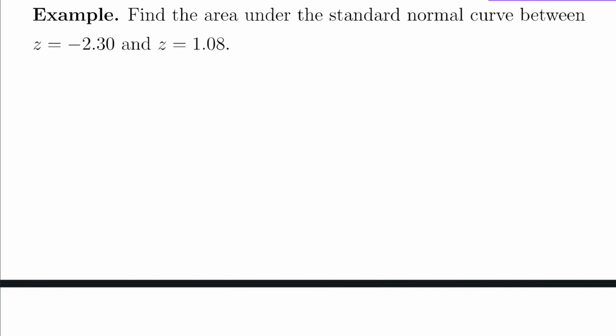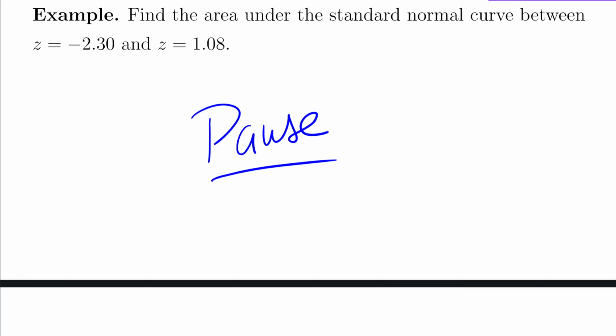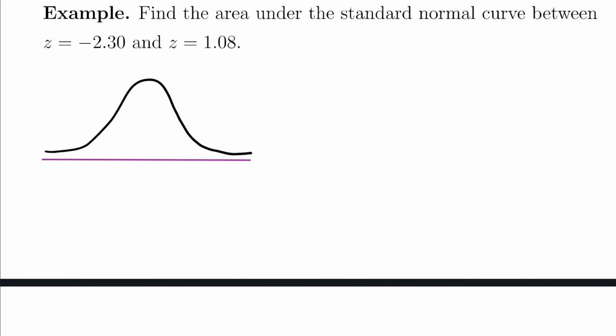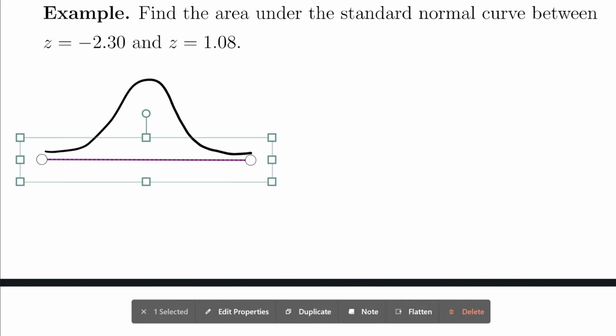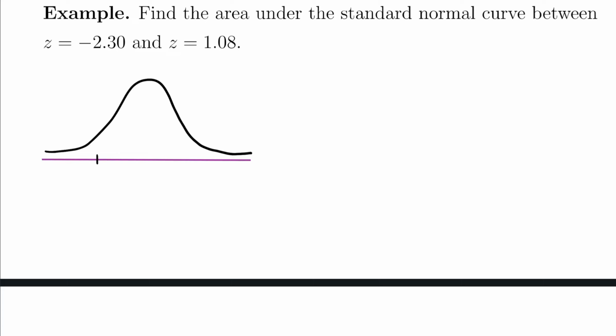So next up, find the area under the standard normal curve between negative 2.3 and 1.08. We've done a problem like this before. I encourage you to pause, attempt it on your own, and then unpause to check your work. So here I know I need to translate the verbal sentence into a picture so I can visualize what's going on here. It says the area between negative 2.3 and 1.08, so I'll label my negative 2.3 z-score, 2.30, 1.08, and I'm going to shade the region I'm interested in.